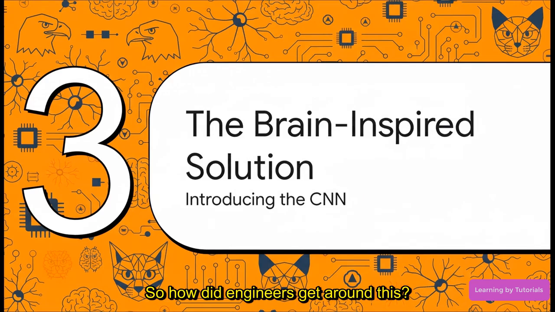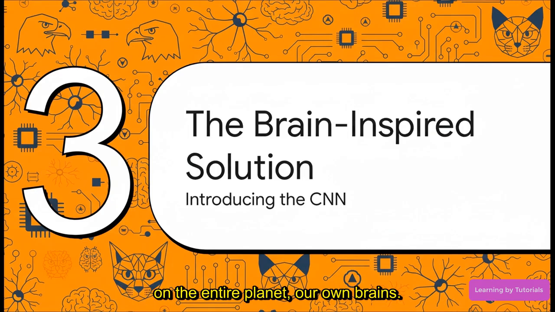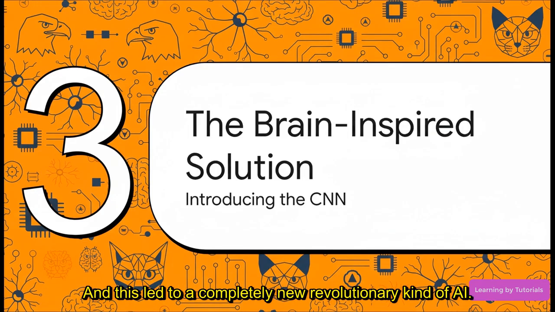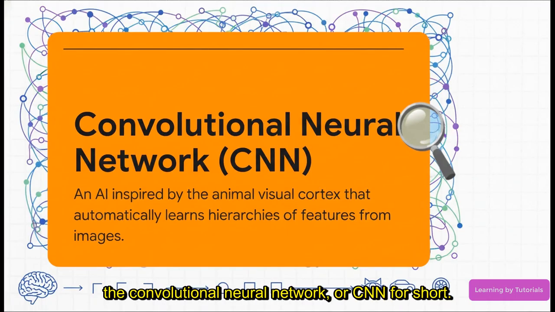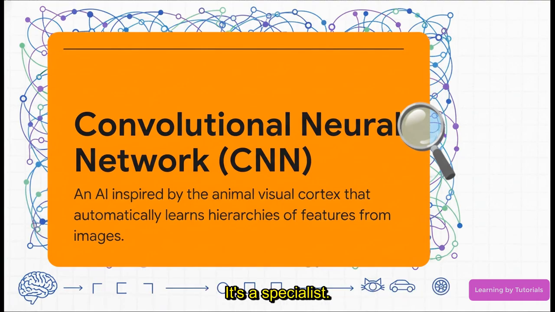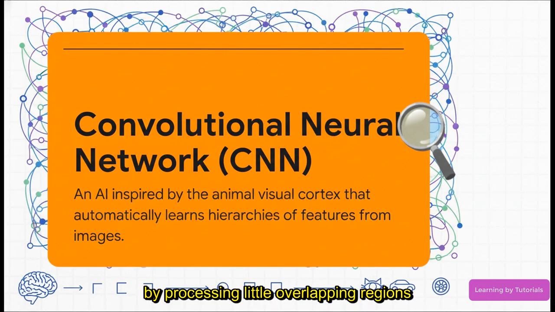So how did engineers get around this? Well, they took a page from the best visual processor on the entire planet, our own brains. And this led to a completely new, revolutionary kind of AI. So let's meet the hero of our story, the Convolutional Neural Network, or CNN for short. Now, this isn't just any old AI, it's a specialist. Its entire structure is inspired by how our visual cortex works, by processing little overlapping regions of what we see to build up a complete picture.